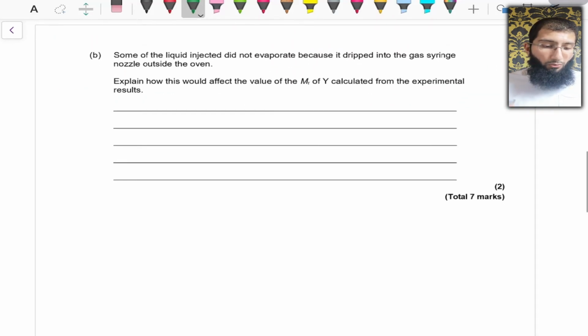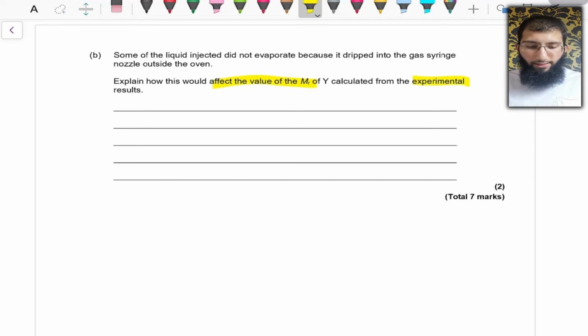Okay, so moving on to part B. Some of the liquid injected did not evaporate because it dripped into the gas syringe nozzle outside the oven. Explain how this would affect the result of the MR of Y calculated. So how would it affect the value of the MR calculated from the experimental value?